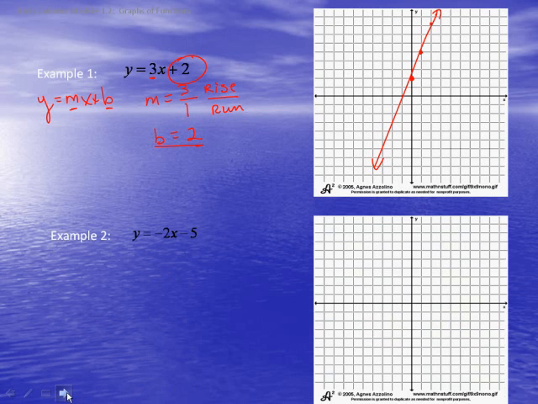And our second function, again, we're looking at our m being negative 2. To write that as a fraction, we're going to write it negative 2 over 1. And our b would be the constant by itself, which is negative 5. So in this case, I'm going to start at negative 5 on my y-axis. And I'm going to rise negative 2, which means actually go down 2 and over 1. So there's my second point, down 2 over 1, which will be my third point. And I'm going to graph the line. And once again, I have graphed my linear function.